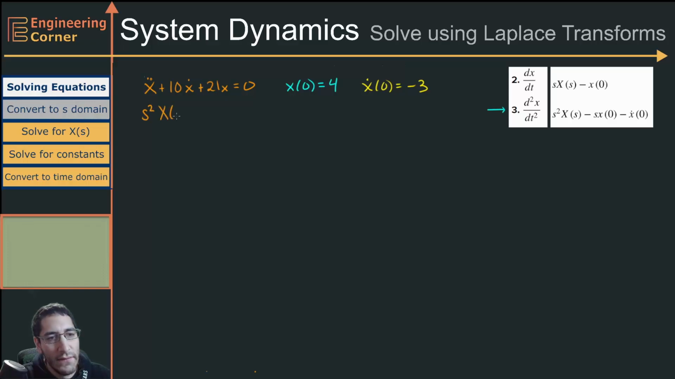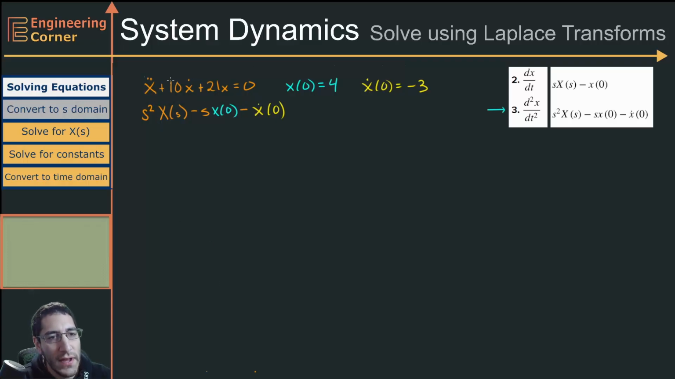X of s minus s times x of 0, so our initial condition, minus whatever our x dot of 0 initial condition is. So this initial condition is right here. We'll plug that in in just a few minutes. Okay, so this is the x dot term. This all comes from this x double dot term.